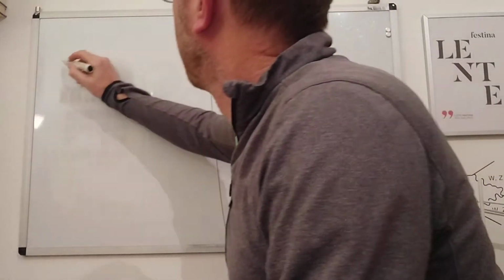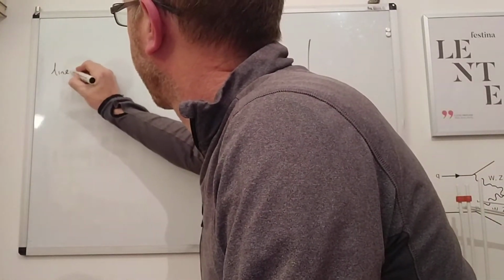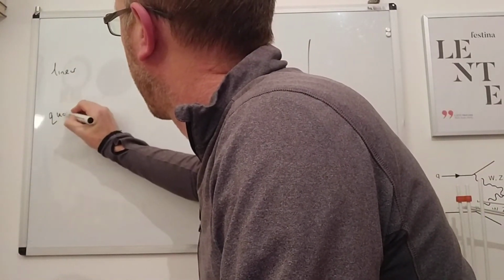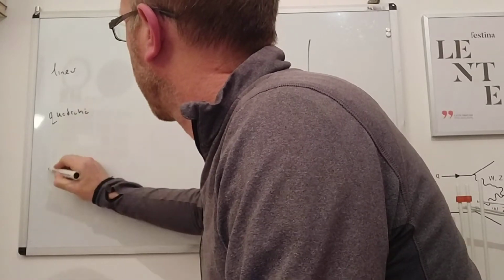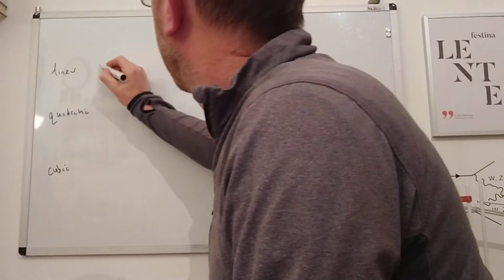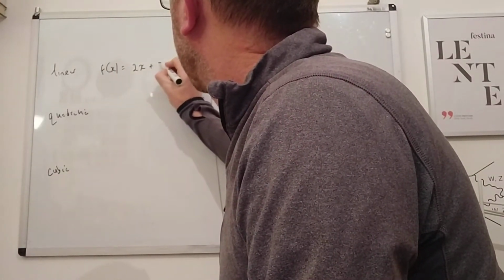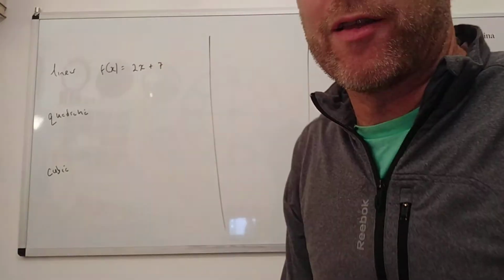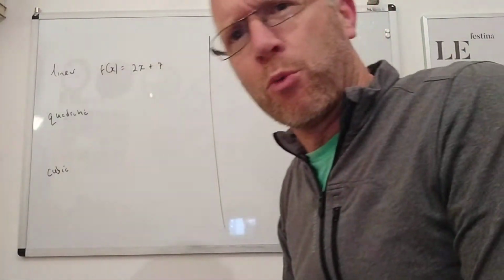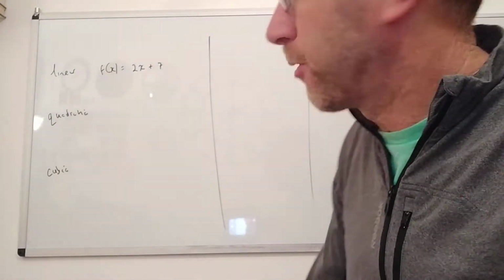First type, linear, quadratic, and cubic. You'll be familiar with these. So f of x, linear. The highest power of x is x to the power of 1, so order 1. The highest power is x to the power of 1.